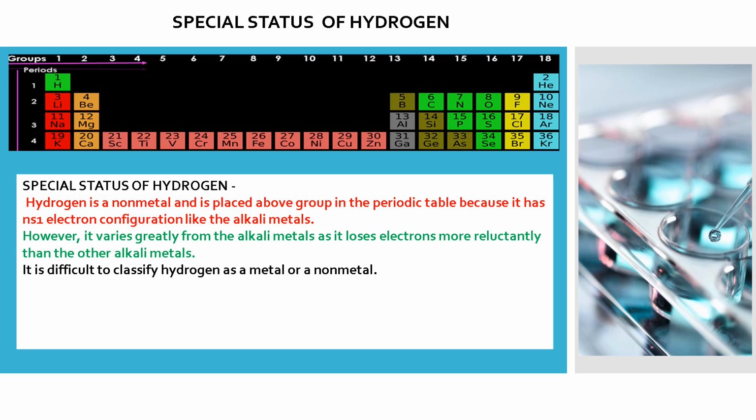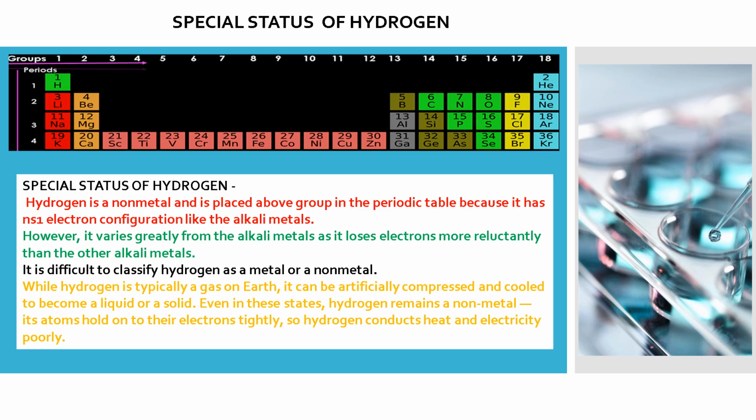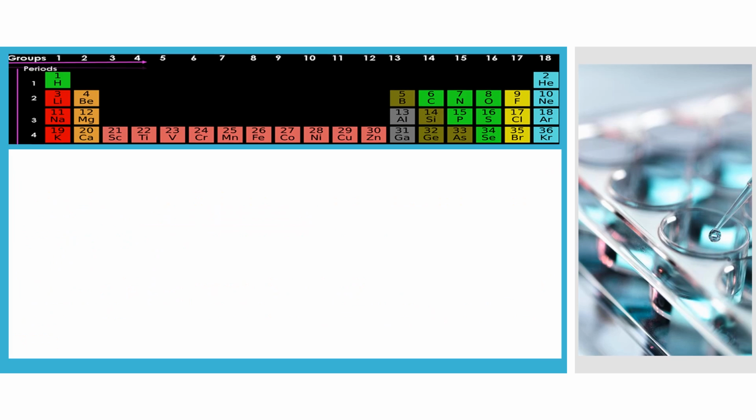It normally forms bonds by sharing electrons. So, it is difficult to classify hydrogen as a metal or a non-metal. While hydrogen is typically gas on Earth, it can be artificially compressed and cooled to become a liquid or a solid. Even in these states, hydrogen remains a non-metal. Its atom holds on to the electron tightly, so hydrogen conducts heat and electricity poorly.